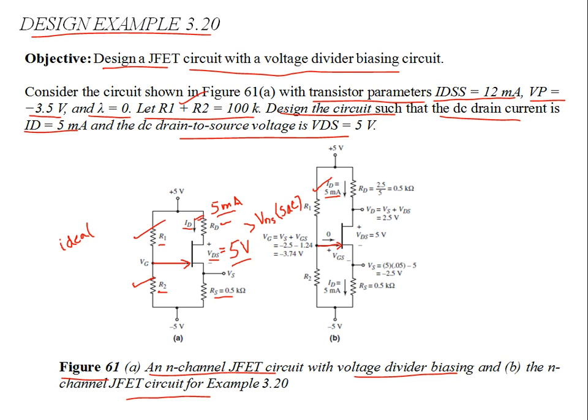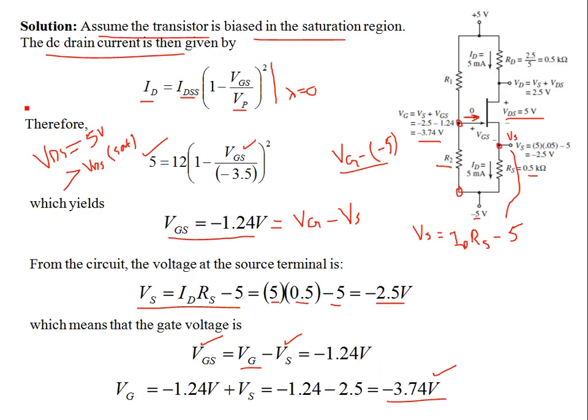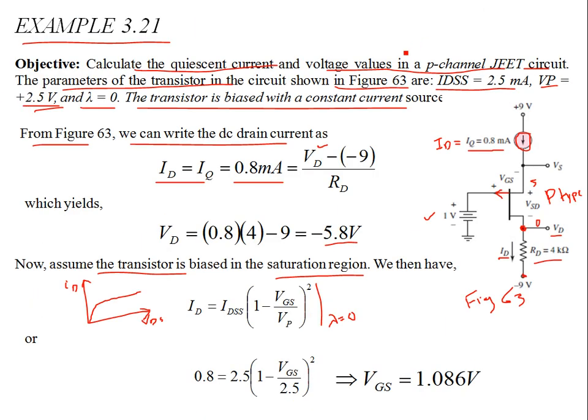So you see V pinch off was negative for the N-type JFET. Over here, to pinch off the channel, you need a positive supply. So not only the current directions and the polarities are reversed, even the pinch off voltage and the gate source voltage have different polarities. So okay, you plug those values of the quiescent current or the drain current. We have 0.8 milliamps. IDSS is given as 2.5 milliamps, and pinch off is 2.5. This gives you VGS as 1.086 volts.